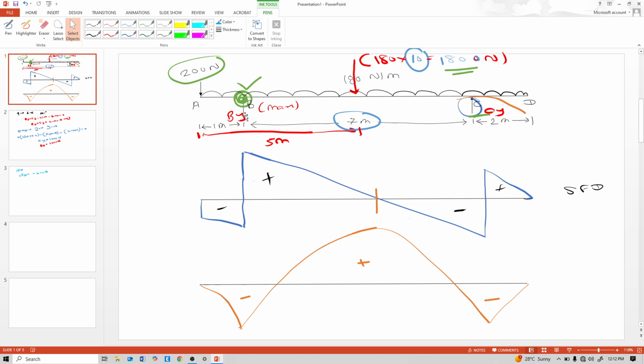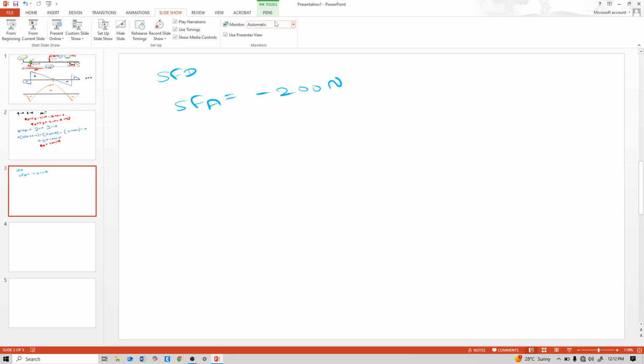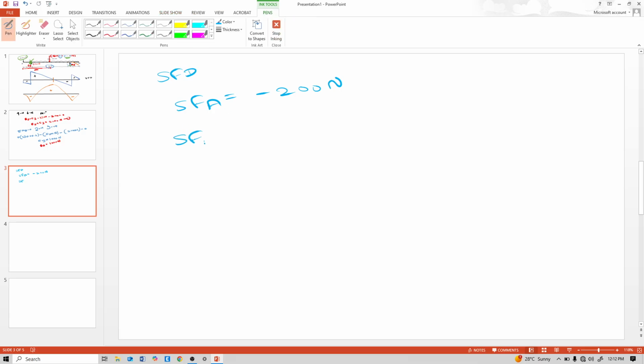Shear force at point B. See this point B and see the left side of this point B. How many forces are on the left side of this point B? Two forces. One is 200 Newton and another is 180 Newton per meter acting over this 1 meter distance. So shear force at point B, and not only at point B, just left to that point B.